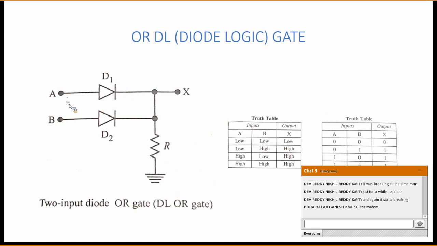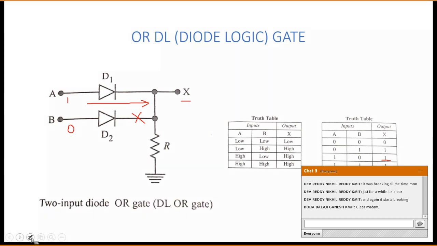Next, if A is 1 and B is 0, now which diode is conducting? Diode D1 is forward biased and conducting, and the current flows through diode D1, while diode D2 is reverse biased and acts as an open circuit. So the output is equal to 1, approximately 4.6 volts, roughly 5 volts. So it is taken as logic 1.